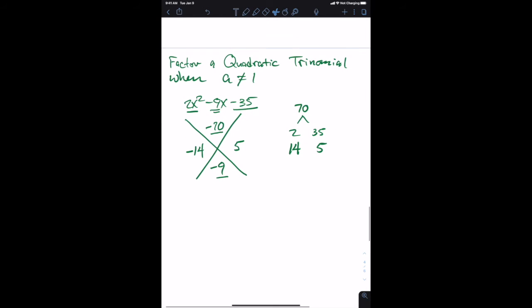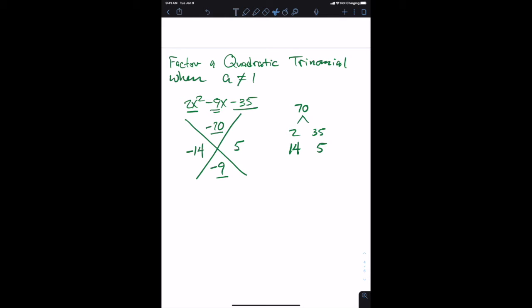Now, we're factoring a quadratic trinomial when a is not equal to 1, and this is yet a different way of doing it. We always start with getting the magic x, and so I've gotten the magic x, and we already got our two found numbers, negative 14 and 5.